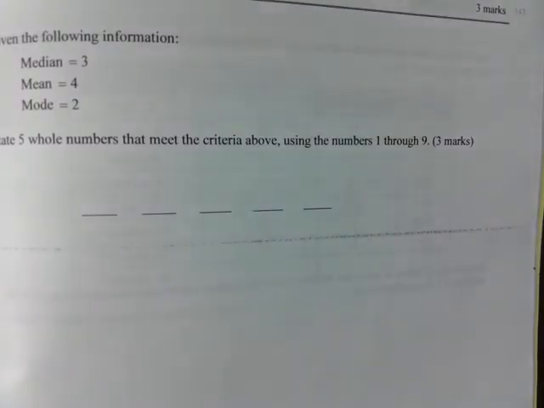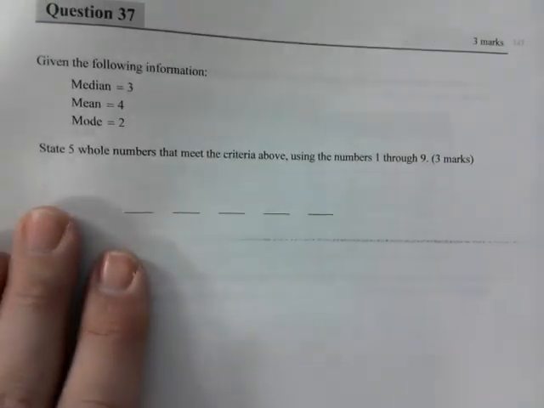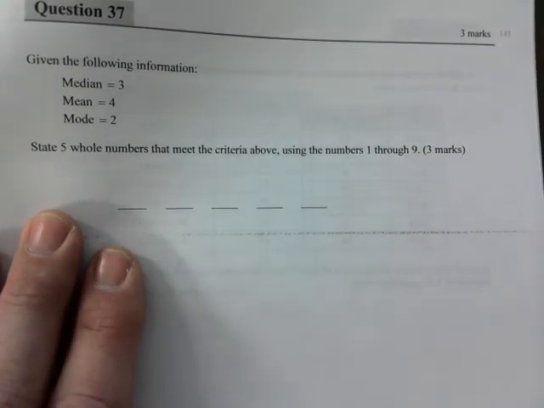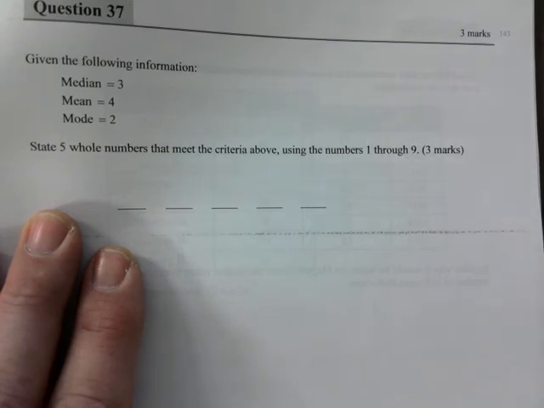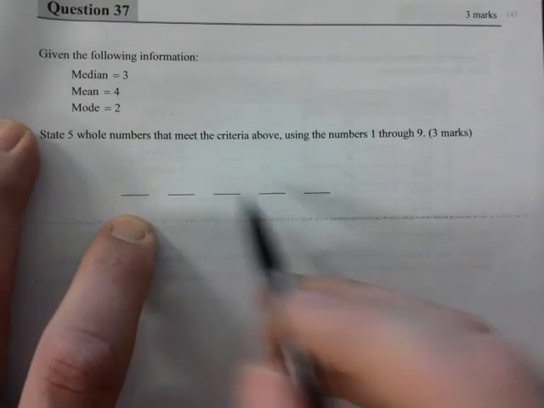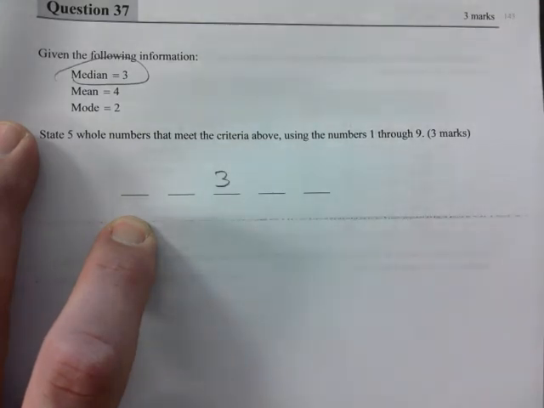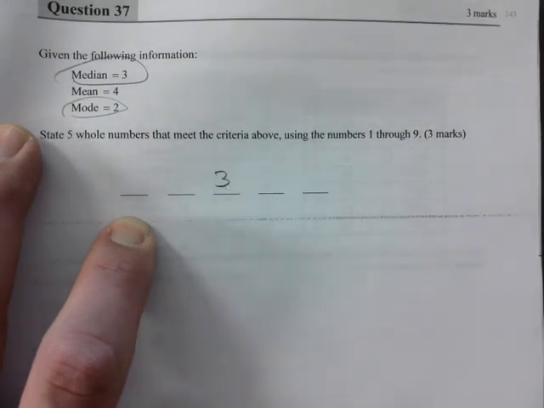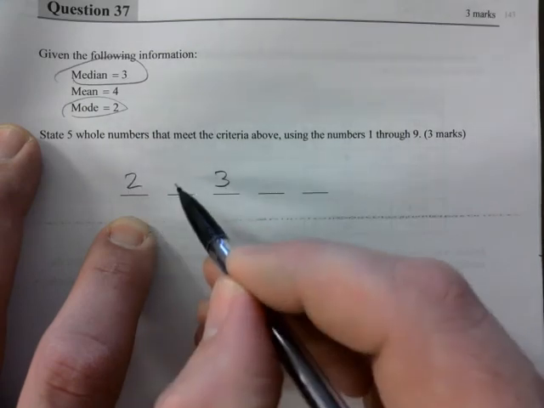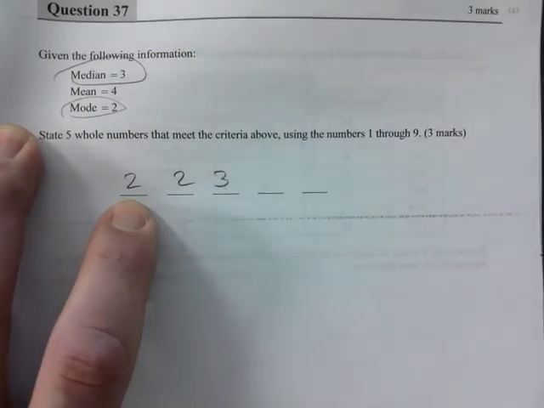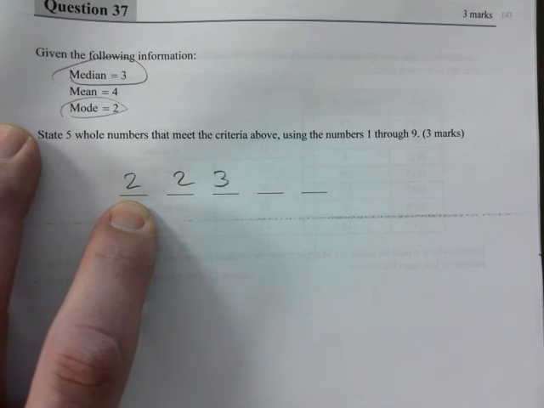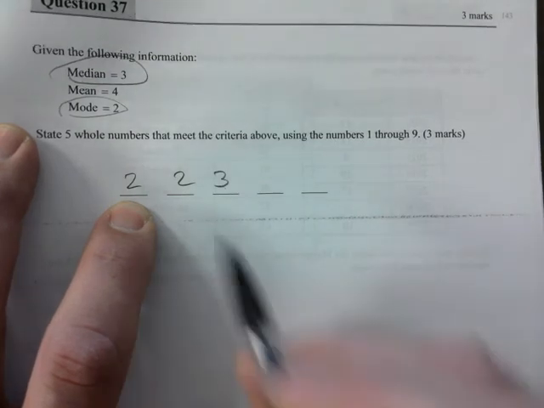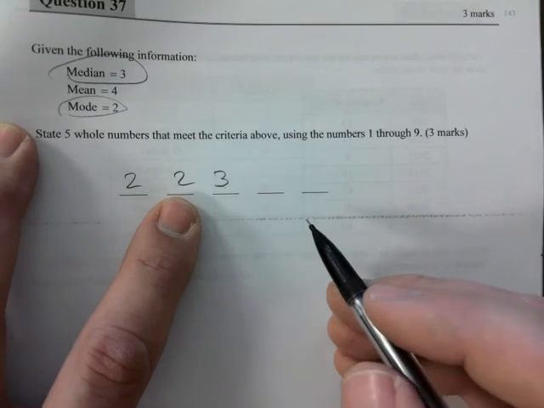See if you can do this one, no problem, right? State 5 whole numbers that meet the criteria using numbers 1 through 9. I'm going to make sure my median is set. The mean is 4. I'm going to leave that for now, but my mode is 2. Because median is in the middle and it has to be arranged, the 2s have to be below it, to the left, because median tells you that you have the same number of values below and above. So I have 2 2s, so that makes it my mode.